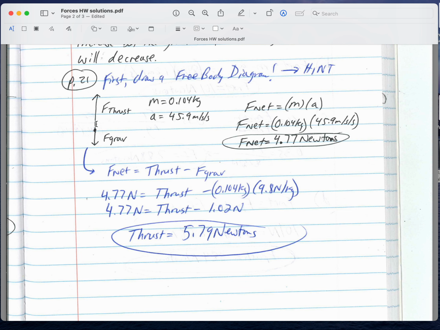So the thrust has to be not only enough to accelerate the rocket up, but also to overcome gravity down. So when I draw this free body diagram, I realize that the net force is equal to the thrust minus the gravitational force. So the net force comes out to 4.77 newtons. The thrust is what I'm trying to figure out. The gravitational force I can get by using mg, so that's 1.02 newtons. So the thrust is actually 5.79 newtons, which is the force of gravity acting down plus the net force. So you need more force upward than just the net force, since gravity is acting downward.